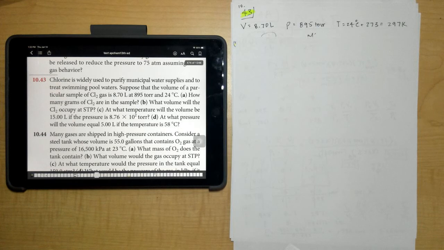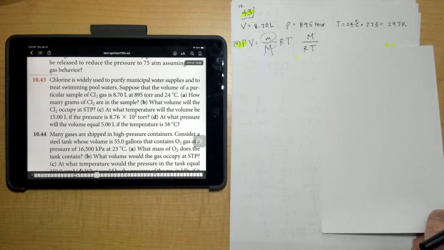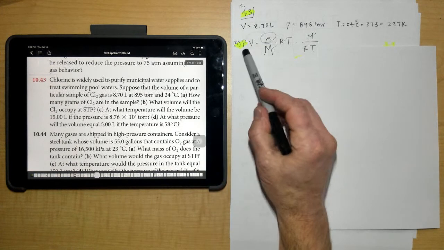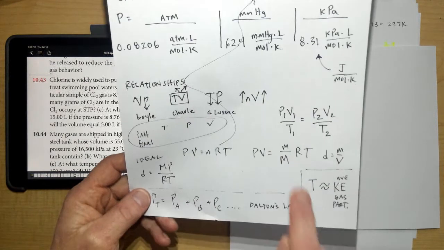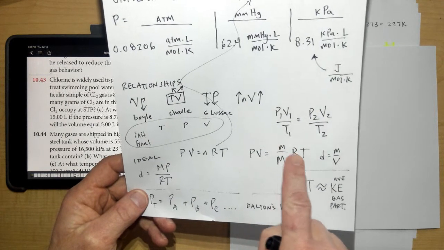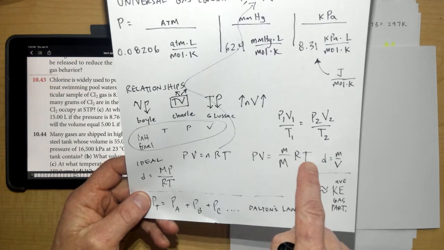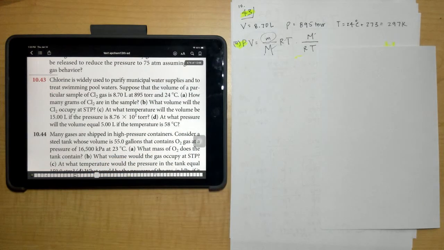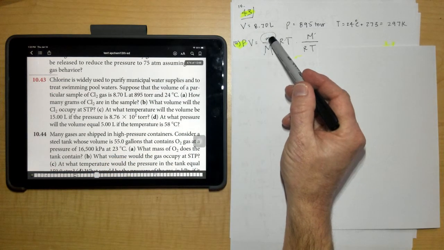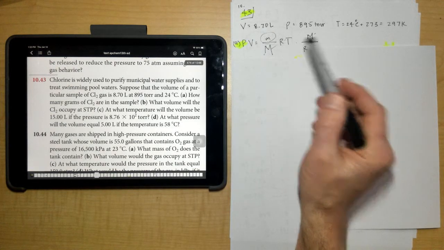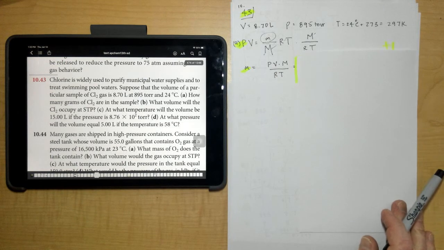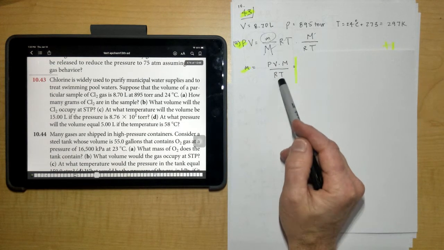Then it says how many grams of chlorine are in the sample, and so if you want to find grams, one of the equations you can use is PV equals mass over molar mass times RT. If you don't know where I got that equation, remember on the gas law equation sheet, you can find it right down here. PV equals mass over molar mass times RT. We want to find mass right here. So multiply both sides by M over RT to get them to cancel, and our equation ends up being m equals PVM over RT.